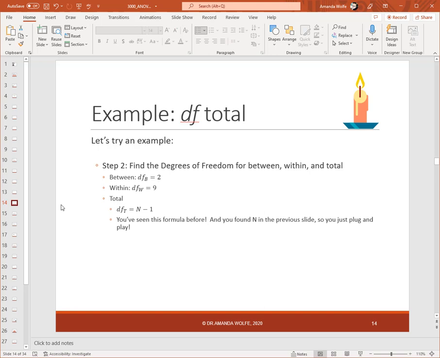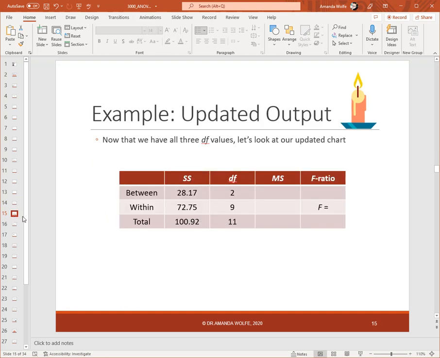Our degrees of freedom total is n minus 1. We just found what n is, so calculate the degrees of freedom total on your own. Did you get the right answer? It's 11, because 12 minus 1 is 11. So our degrees of freedom column is now also complete. We have 2 for the degrees of freedom between, 9 for the degrees of freedom within, and 11 for the degrees of freedom total.